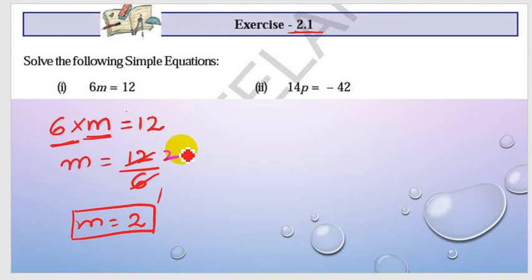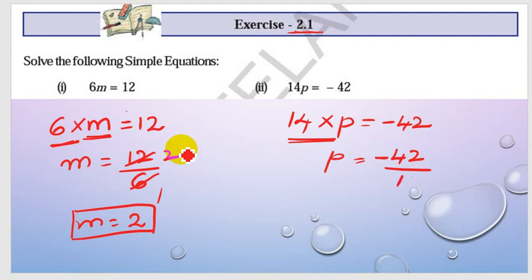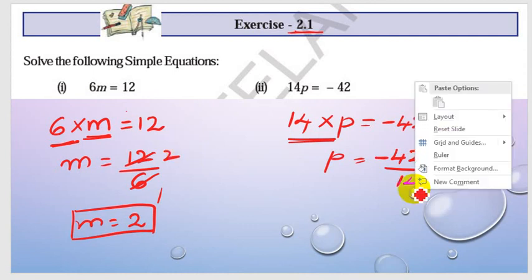Likewise, if you go with the second question, how can we write it as 14 into p? Understood? 14p is nothing but 14 into p. So 14 into p is equal to minus 42. From this p is equal to, already we have discussed it is in the form of into, so when we transpose it becomes divided by. So already minus 42 is on the right hand side, divided by 14. So from this what am I going to get?